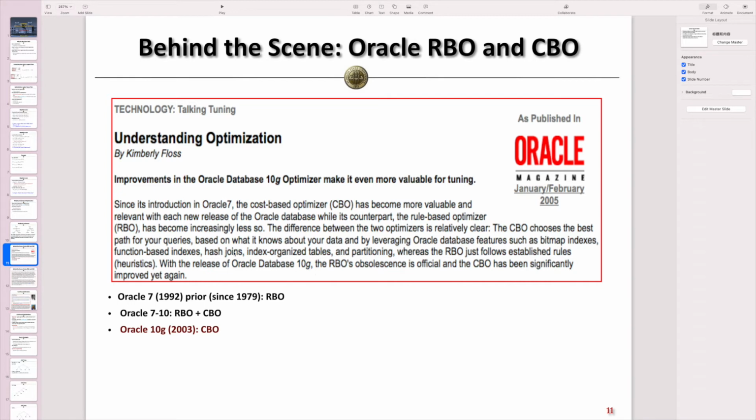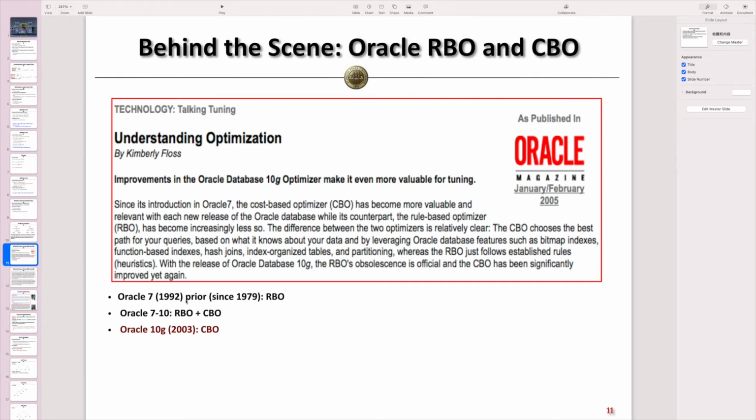From the CBO used in Oracle 7, it has become more valuable and relevant with each new release of the Oracle database system. As to the rule-based optimizer, the RBO has become increasingly less so. Initially, people tended to use the rule-based optimizer for the early versions, and gradually people changed to the cost-based optimizers instead for optimization of the queries.